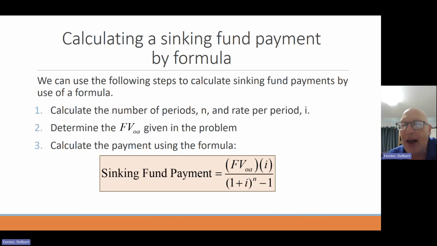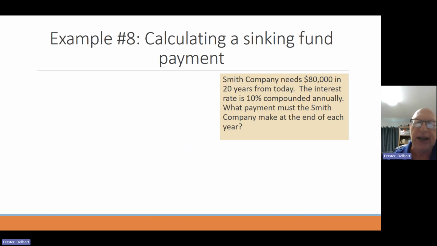All right. We have a future value of an ordinary annuity times I. We're familiar with I from before. All right. So we're familiar with N from before. So in those contexts that we've been using in this unit, be sensitive to the fact that I represents interest earned per compounding period, and N represents total number of compounding periods. So here's an example for us. Smith Company's going to need $80,000 20 years from today. The interest rate 10% compounded annually. What payment must they make at the end of each year?